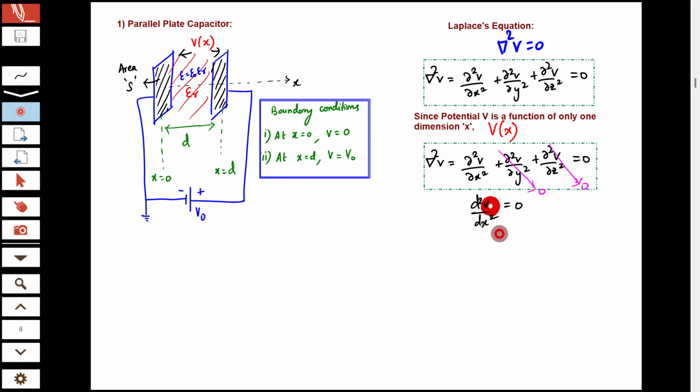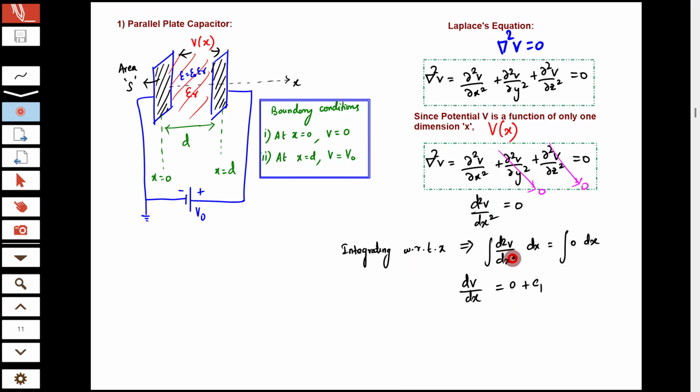Now, to find V, we need to perform integration of this twice. Since this is the second order differentiation, we have to integrate two times to find the potential function V. The first time, integrating with respect to x, one order of differentiation will be cancelled. We will get dV by dx on the left hand side, and integration of 0 is 0. Since we don't have the limits of integration, we have to write an integration constant c1.